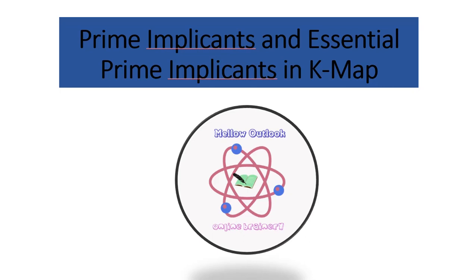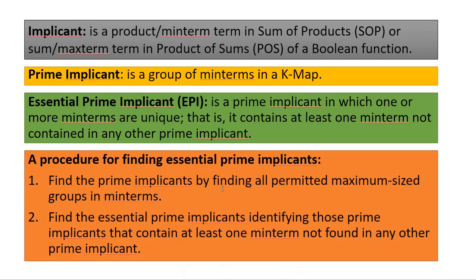Welcome to the tutorial on prime implicants and essential prime implicants in K-map. Now, let us look into some of the definitions, that is implicant, which is a product or a min term in sum of the products, or sum term or a max term in product of sum of a Boolean function. Prime implicant is a group of minterms in a Karnaugh map.